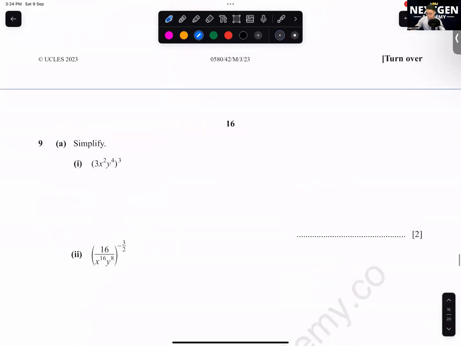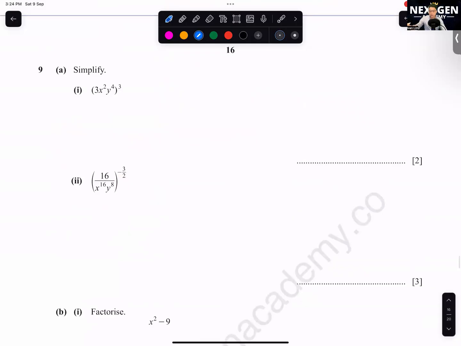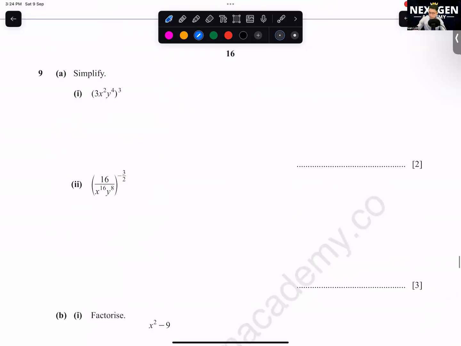Question 9. Simplify this. How to do this? You have to power to all of it. 3 cubed, x to the 2 times 3, y to the 4 times 3. Not just the last value. 27 x to the 6 y to the 12.